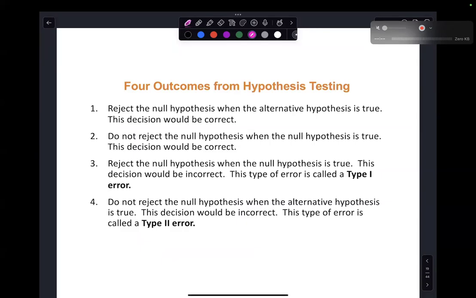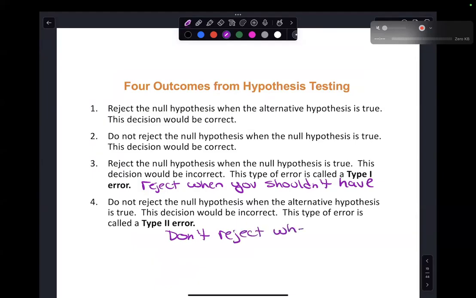I'm going to write these words down. I don't know if they're going to help you. Reject when you shouldn't have. And this is don't reject when you should have.